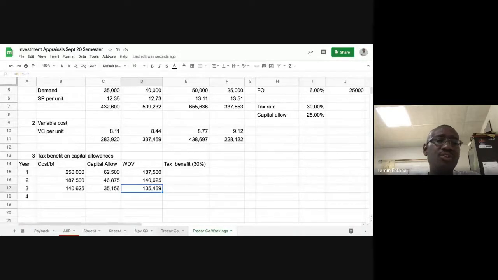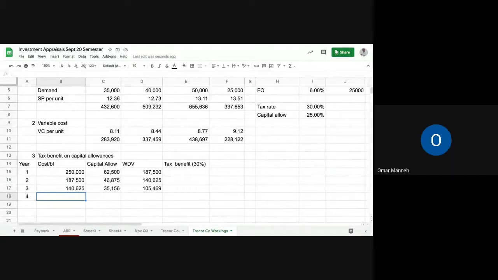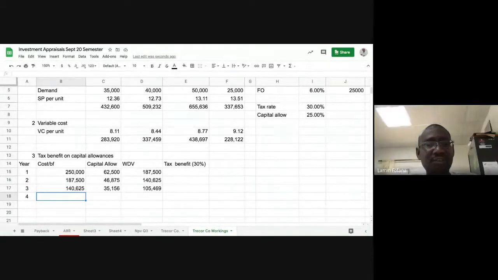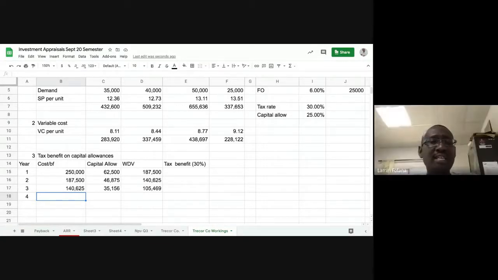Okay, you have to be careful in year 4. What is happening in year 4? Read the question, please. What is happening in year 4? I think there is a disposal proceed of 5,000. In year 4, we are selling the asset. In year 4, we are selling the machine.